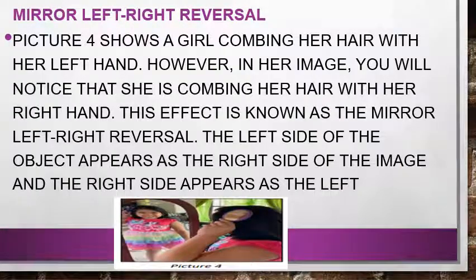Mirror left-right reversal. Picture 4 shows a girl combing her hair with her left hand. However, in her image, you will notice that she is combing her hair with her right hand. This effect is known as the mirror left-right reversal. The left side of the object appears as the right side of the image and the right side appears as the left.